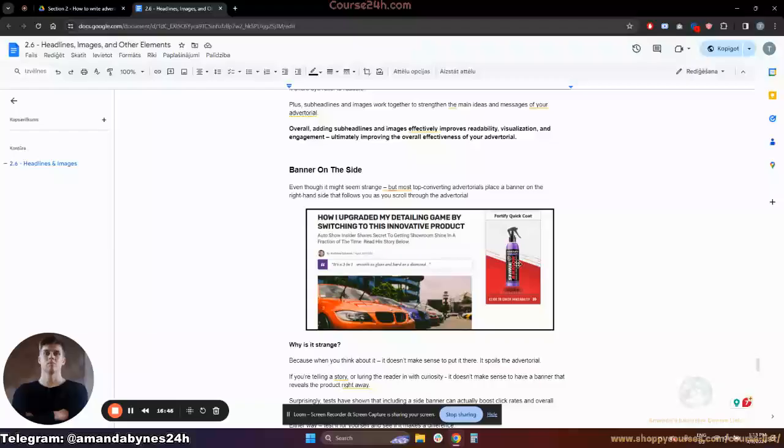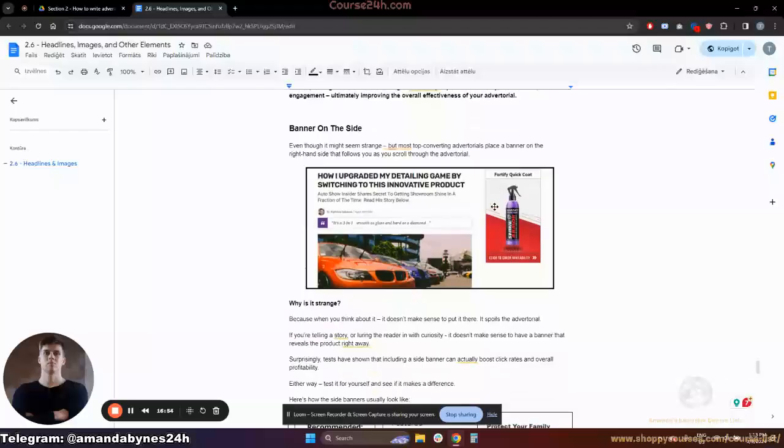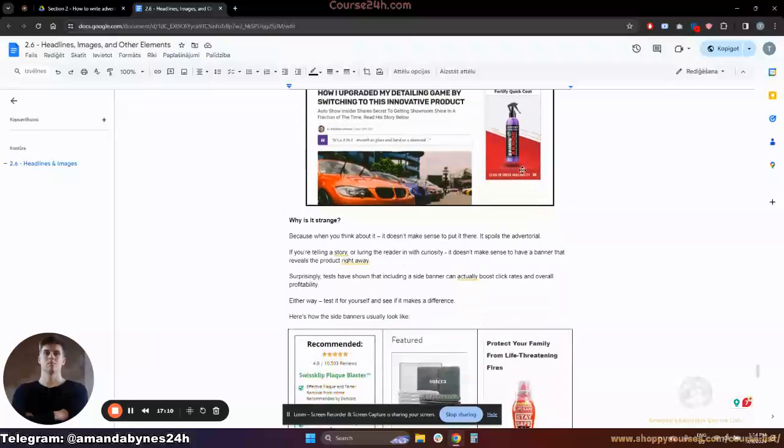reveals the solution about 50% into the editorial. It might seem strange, because you would think this banner spoils the surprise and the curiosity, but from what I've seen, it actually helps boost the click rates. So it's definitely worth trying out. It could be one of the split tests that you set up: try one tutorial without it, and then one split test with the banner.